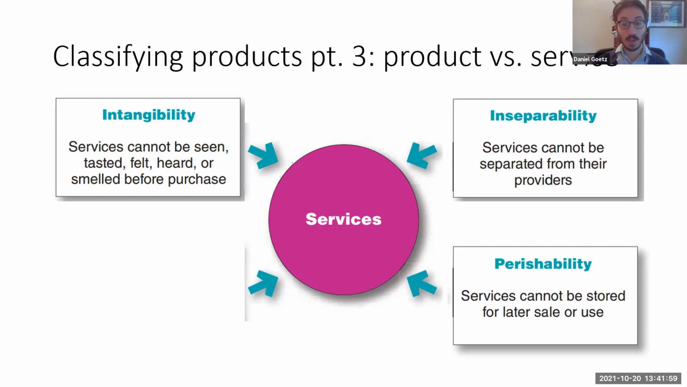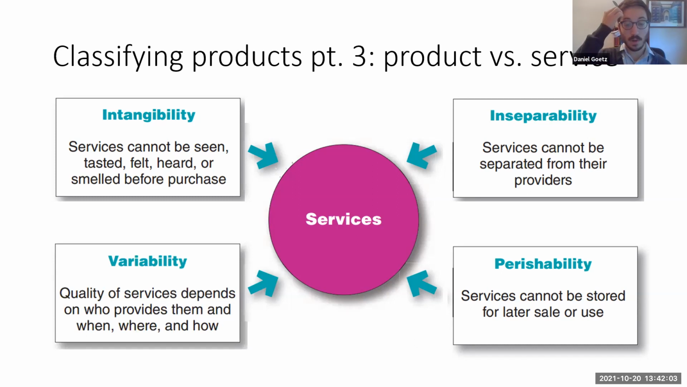Perishability: services cannot be stored for later sale or use. And variability, this goes with inseparability a bit. The quality of services depends on who provides them, when, where, and how, right? So these are the key features of services, pure services, compared to physical goods.